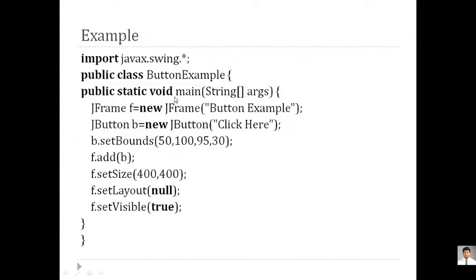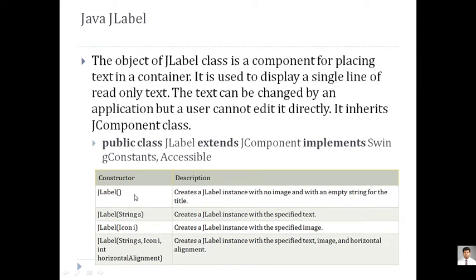So we have gone for a simple example where we have created an object of a frame. We have added a button over there. We have set a size of that button. We have added it on a frame. We have set a size of a frame. We have set a layout of a frame, and we have made it visible on a screen, and we got the output in a very systematic way. Same way, today we'll look into detail.